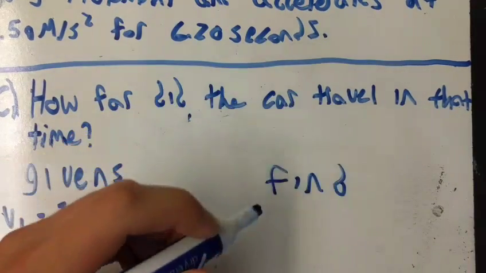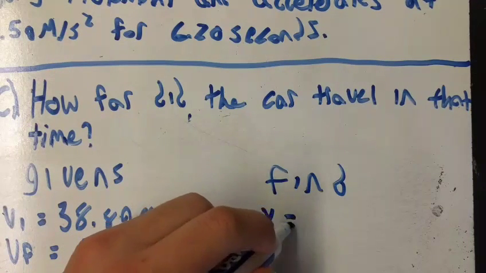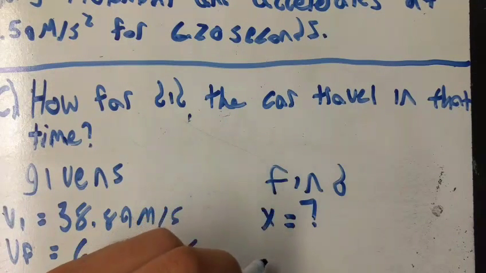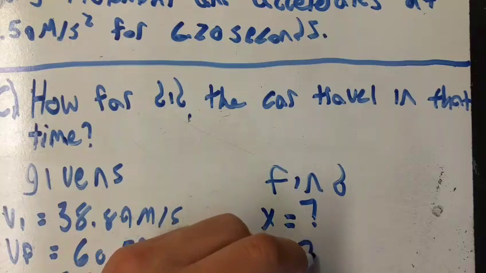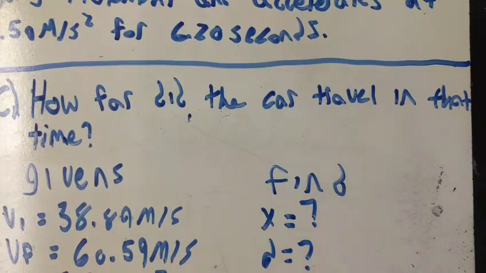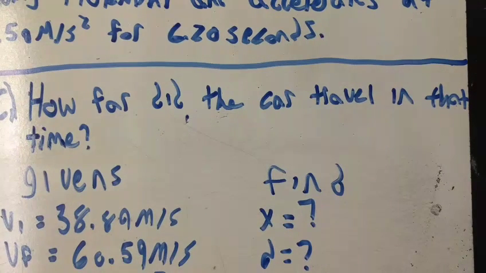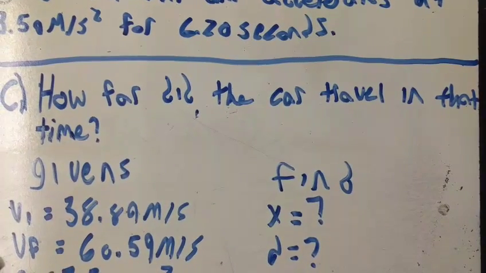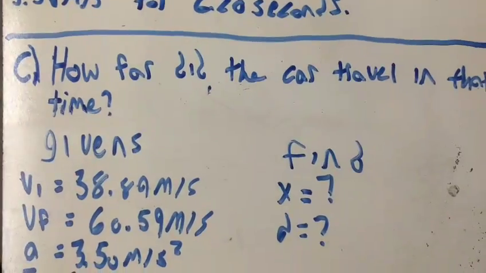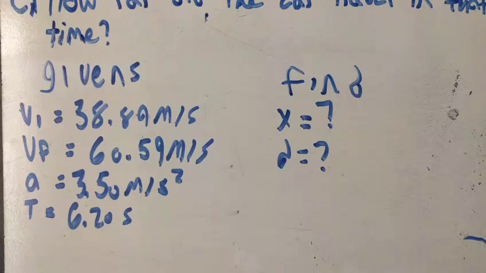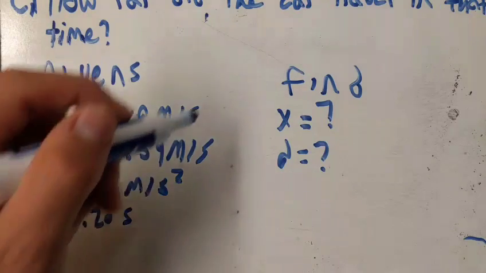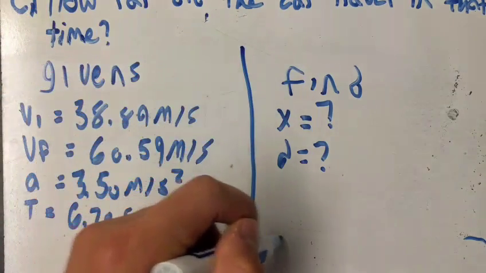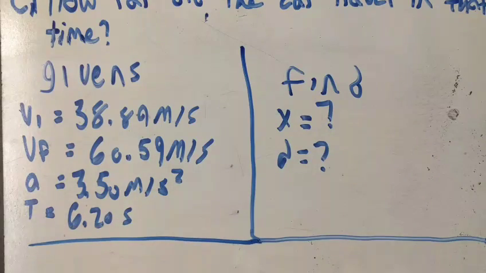So find x, that's displacement. X is the symbol for displacement, is question mark, and d is question mark. So they're pretty much the same thing for our purposes. So next, we're just going to look at our formula sheet now that we have what we're trying to find and what we have. So let's do that now.